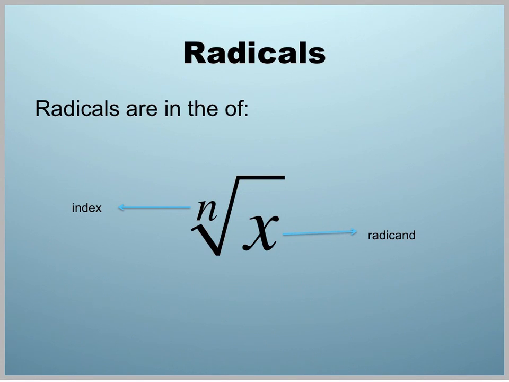Today we're going to talk about radicals. Radicals have two parts. The first part is the radicand, which is the number or expression that is underneath the radical. And then we have this tiny number that's sitting on top of the radical, and that's referred to as the index.